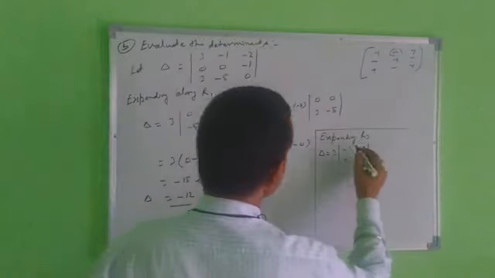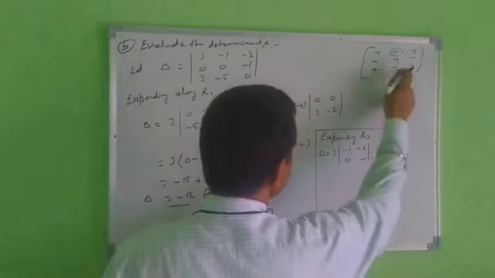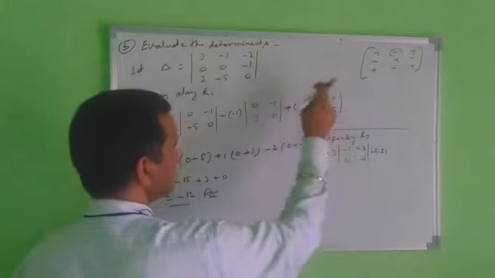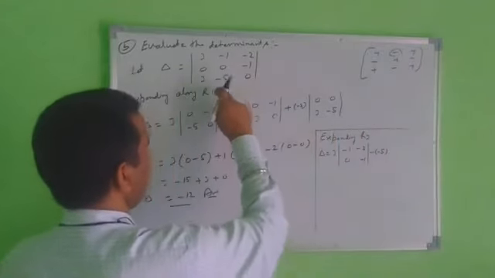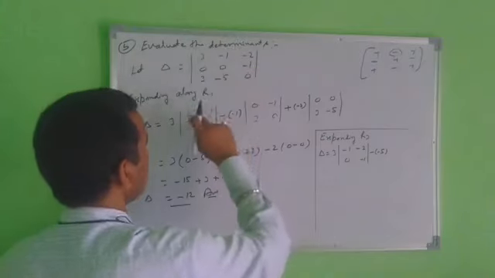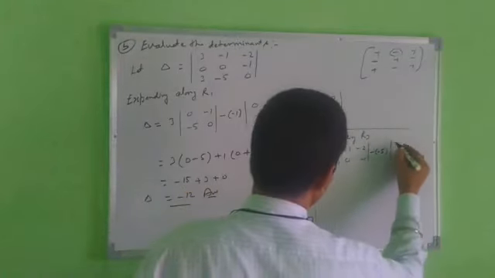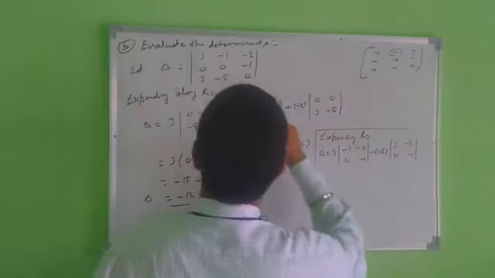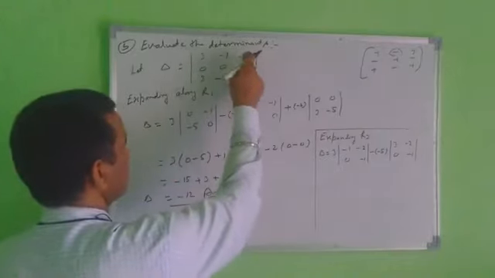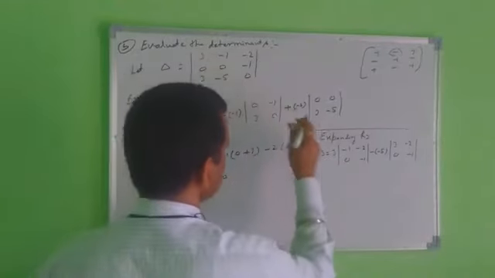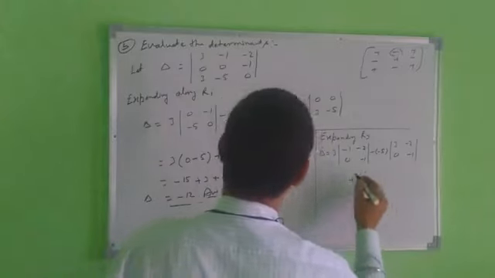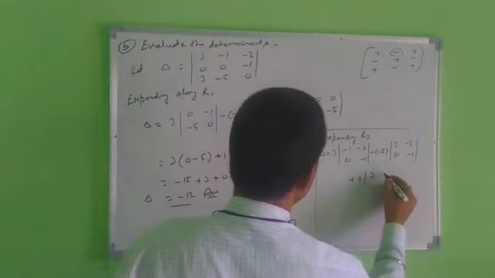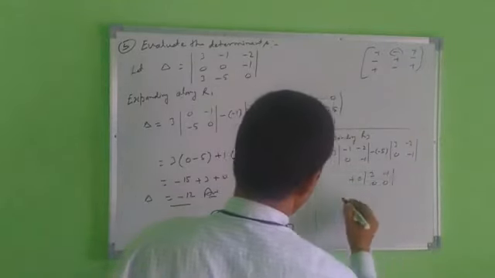In this way, the second element has a minus sign from the sign table, so you write minus 5. Then third row and second column will be hidden, leaving 3, minus 2, 0, minus 1. After that you write plus 0, and for the last one this row and this column will be hidden, leaving 3, minus 1, and 0, 0. So now you calculate this.